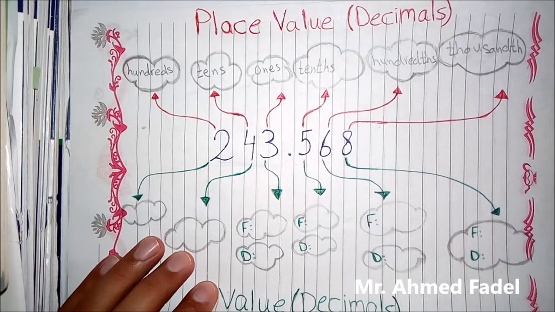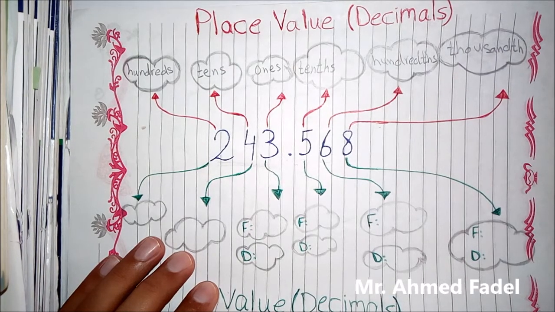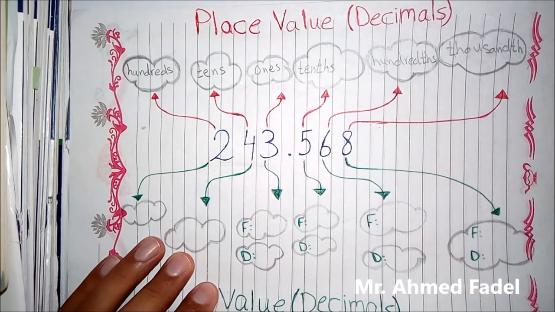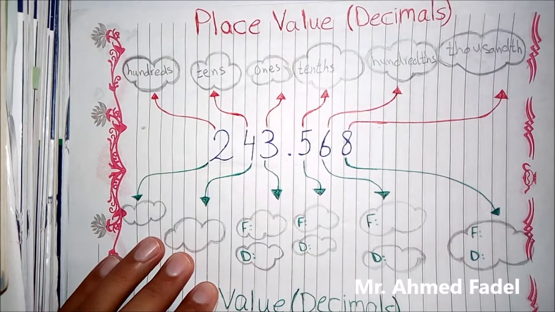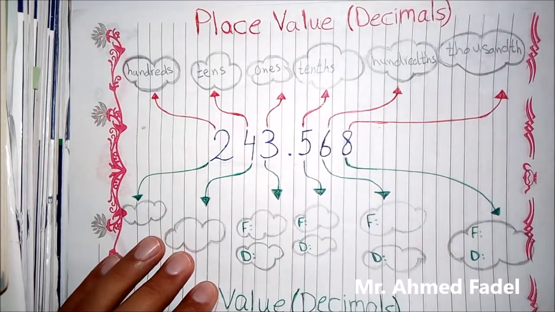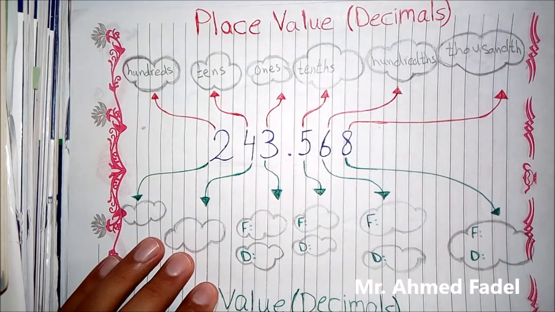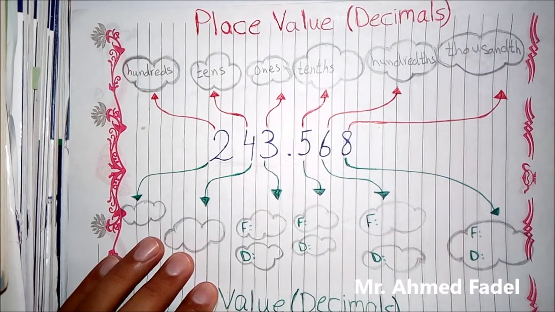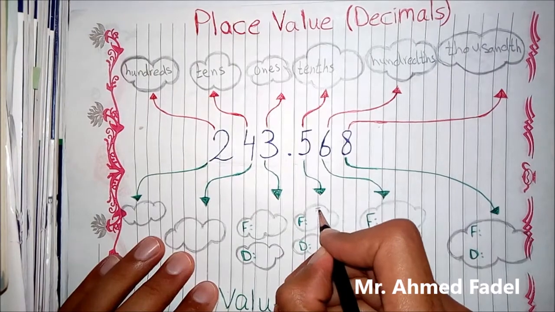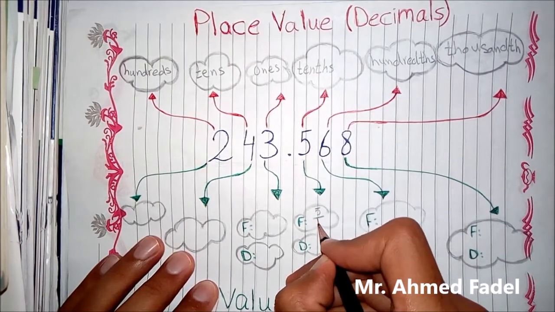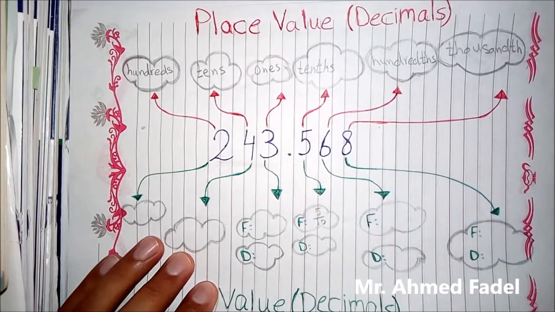If you have a number like this, the 5, sorry, the first digit, we said what's the place value of the 5? The place value of the 5 is the first digit after the decimal point, so it is tenths. So it's 5 tenths, Mr. Ahmed. 5 tenths. What does that mean?